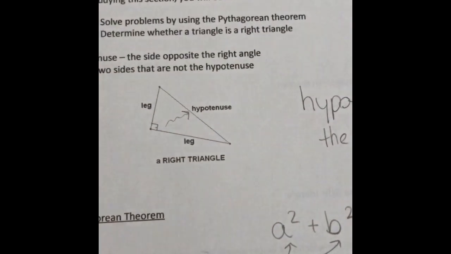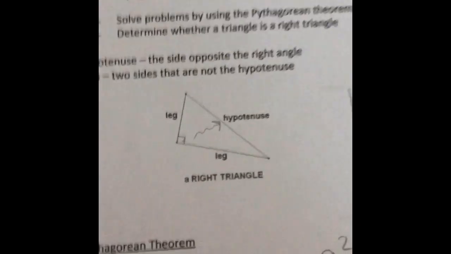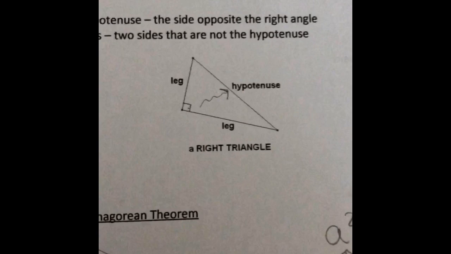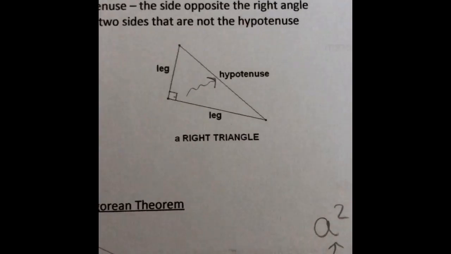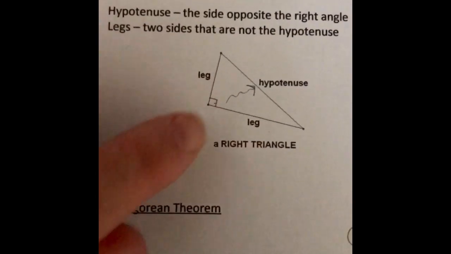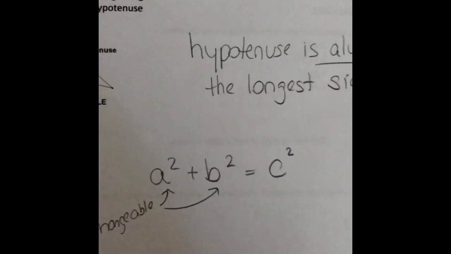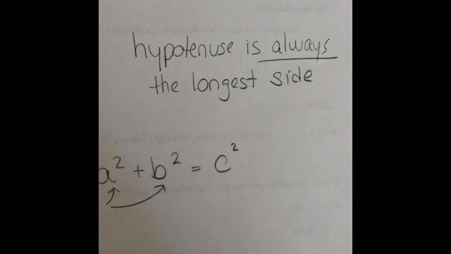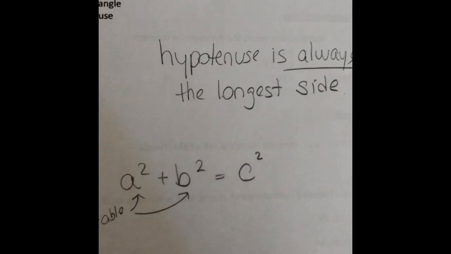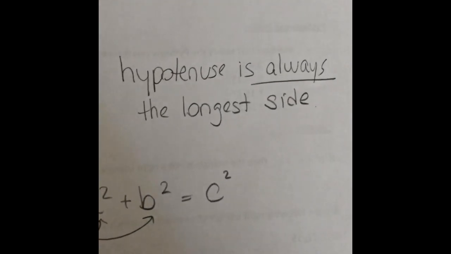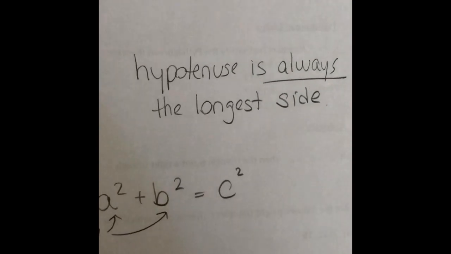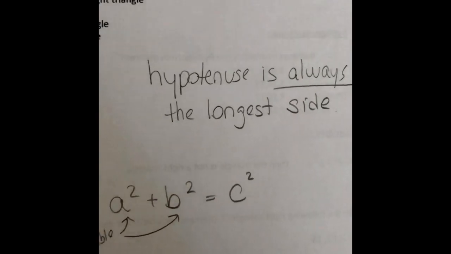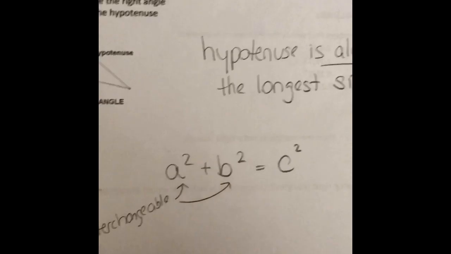If you misidentify the hypotenuse and think one of the legs is the hypotenuse, that will totally throw off your problem. So make sure your legs are touching your right angle, and your hypotenuse is always opposite. The hypotenuse is always the longest side, and you don't want to just look at a picture and assume they're in order. You have to find the longest side to test as your hypotenuse, to put in the C part of your equation.